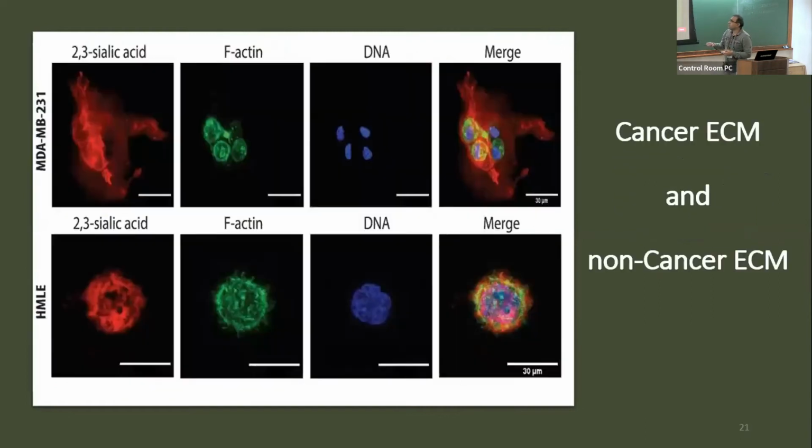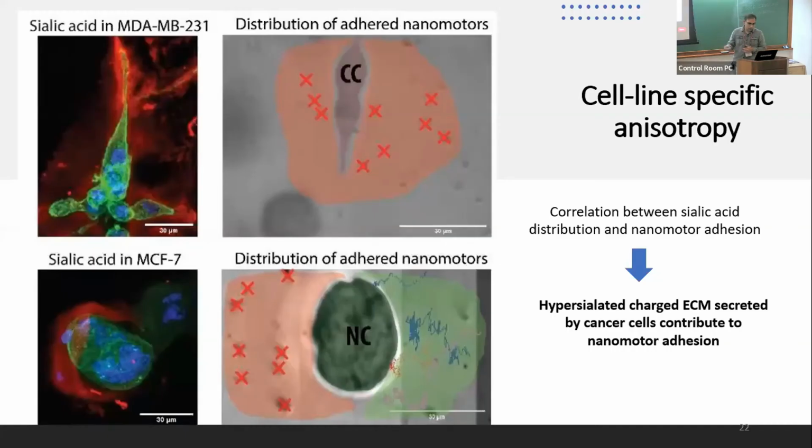And when we stained for sialic acid and we stained for the cell surface, what we found is that, this 231 is a cancer cell and HMM is a normal cell. So what we found is that it secretes sialic acid far into the ECM. So what it indicates is that it's eating away the native ECM and it's secreting its own ECM. And sialic acid is a very charged molecule, and that's why it's sticking, but I'm coming to that.